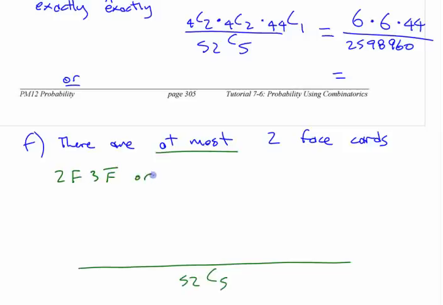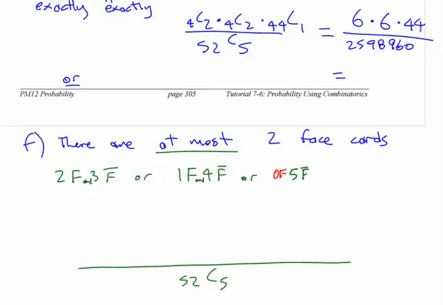I thought we were using or. Or, okay. 1 face card and 4 non-face cards. There's both and and or in here. Or what's the last one here? What's the last possibility? 0 face cards and 5 non-face cards. That's it. You can put 0 face cards if you want, but you don't need that, right?